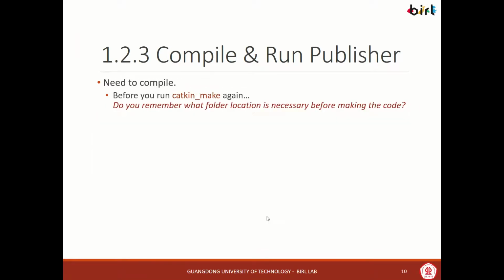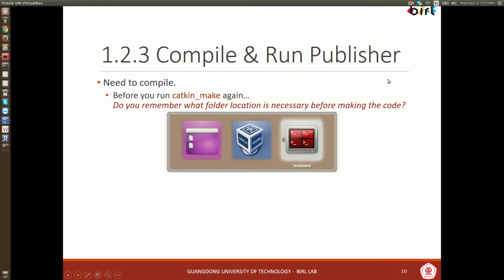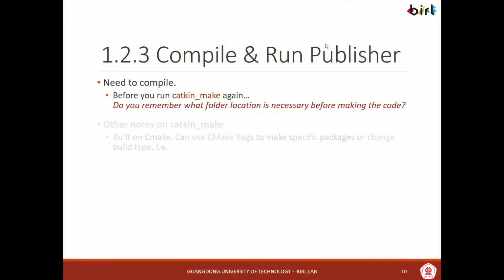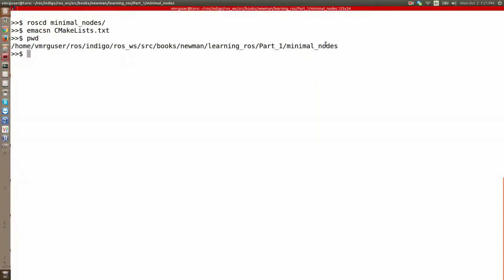Okay, so once we do that, we need to compile. And so I have a question for you. Before you run catkin make, as I introduced last week, we need to be in a particular location. Do you remember what folder location is necessary before making or compiling the code? So could I do it here? No, you're right. We can't do it here. We need to be able to go to the top of our workspace. Our workspace is here, ROS workspace. So we need to go back to this level.